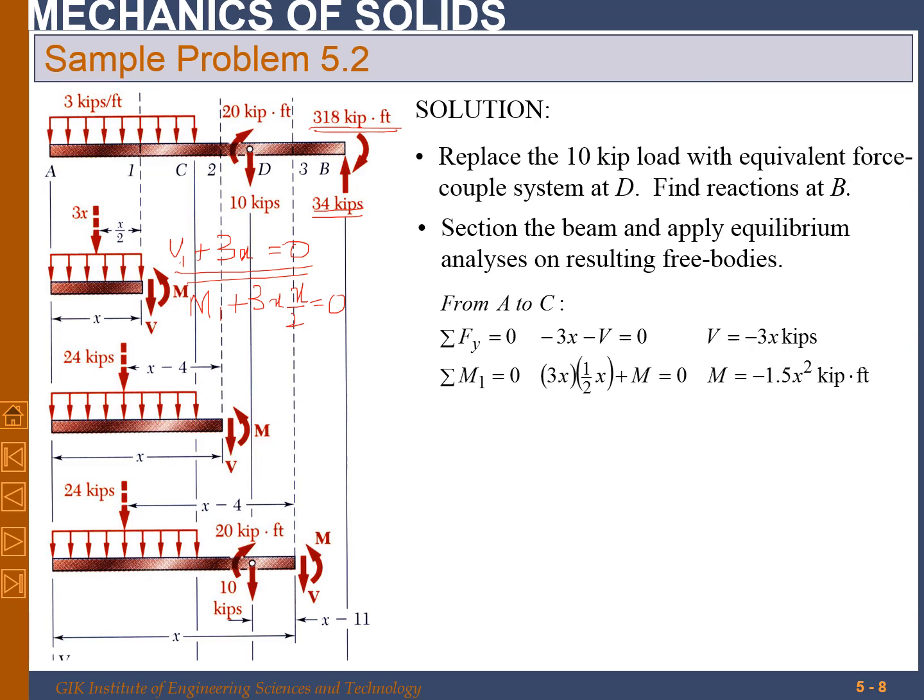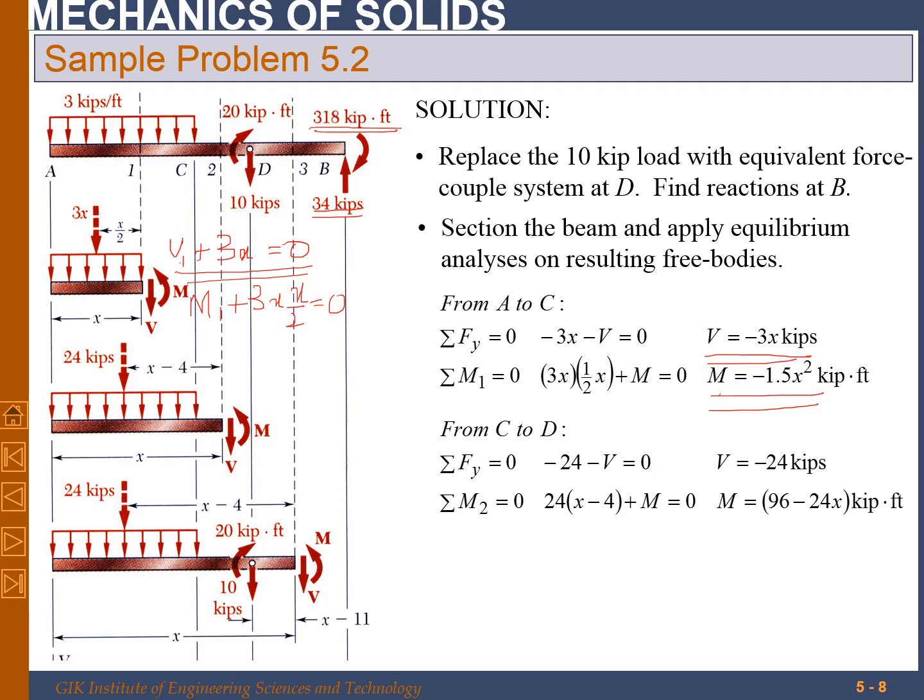So the equation of the moment, if we write it, M is equal to 1.5 minus 1.5 times x square, and V is simply minus 3x. From C to D, when we are taking a section, let's take a section just before D. From C to D, this is the free body diagram.